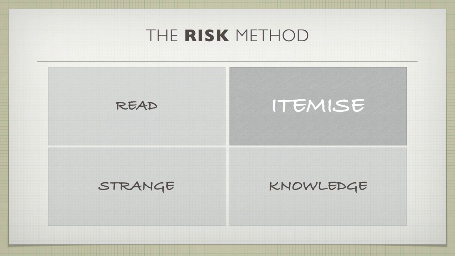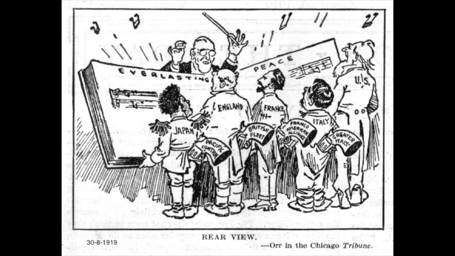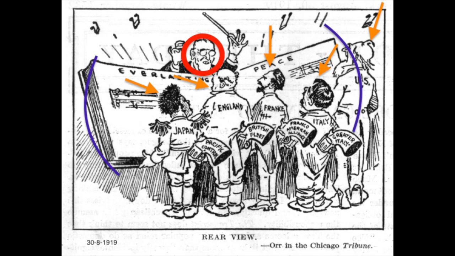Step 2 is to itemise. On paper or in your mind, circle every important item. What are the big items and small items in Rear View? Let's itemise them together. We have a conductor who is content and focused on the job. 1, 2, 3, 4, 5 singers. A piece of music, guns, notes of music, and a baton.